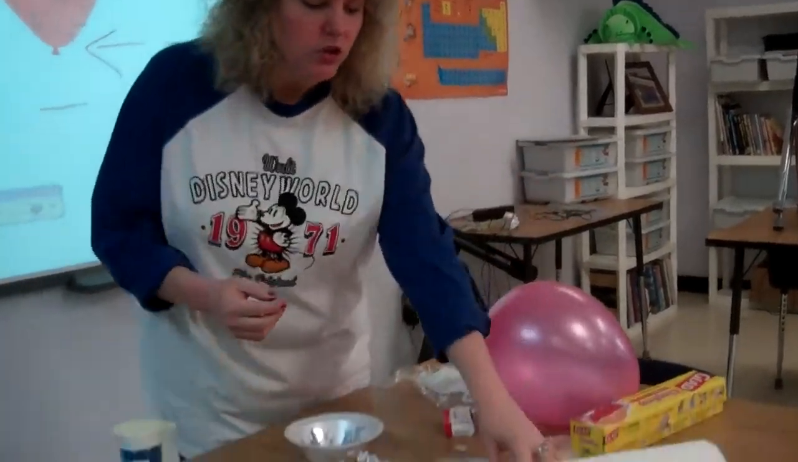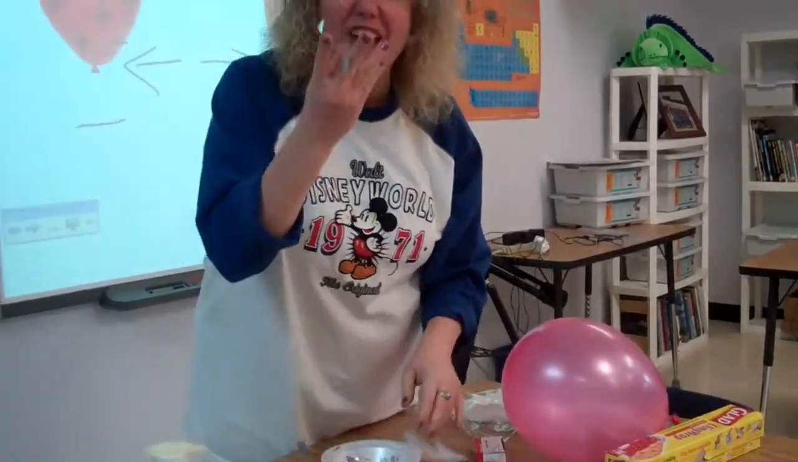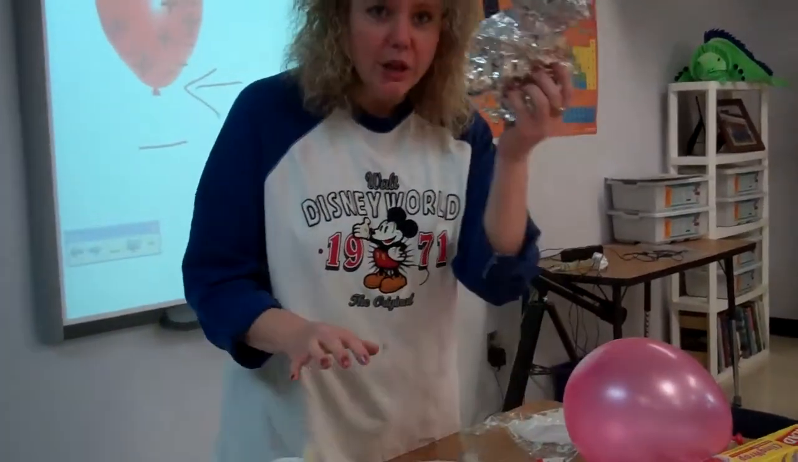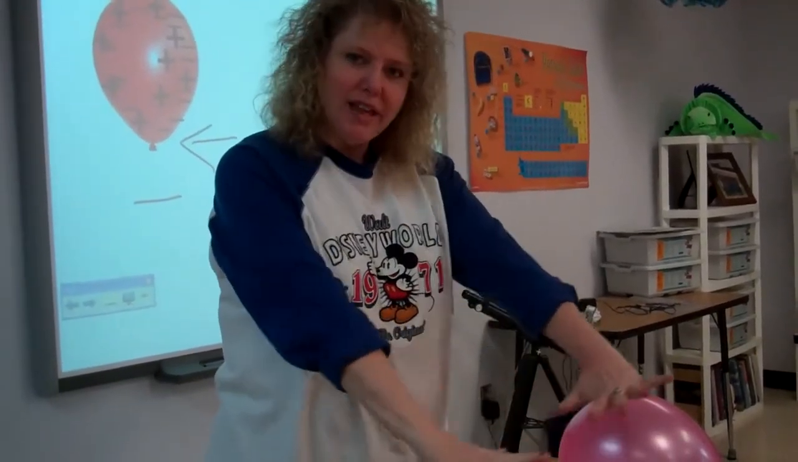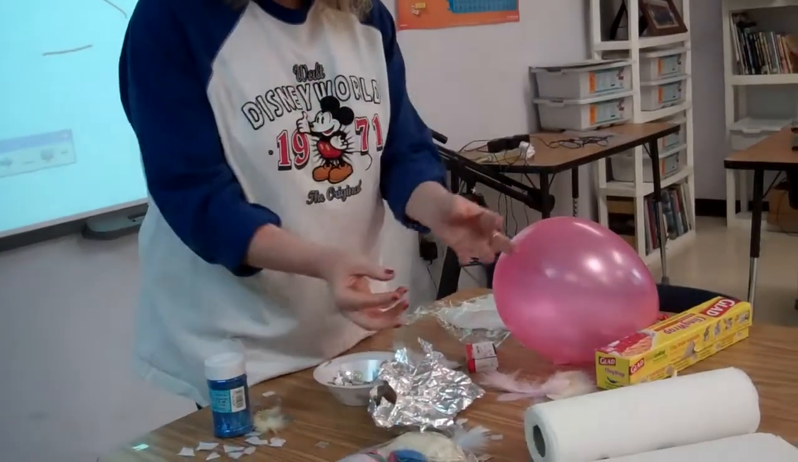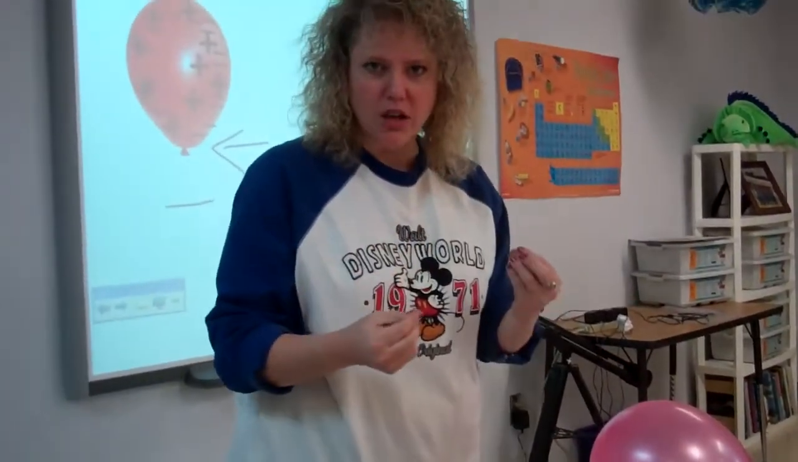You have all of these materials. You have feathers, confetti, glitter, little pieces of aluminum foil, pieces of styrofoam. You're going to put these out on the table and you're going to put your plastic wrap over them and you're going to see what comes up and sticks to the plastic wrap.